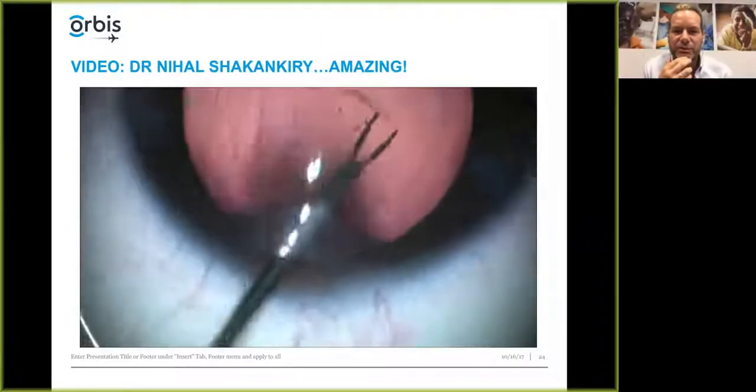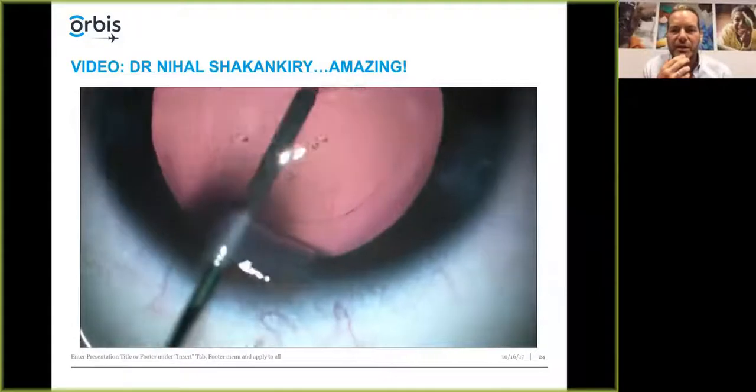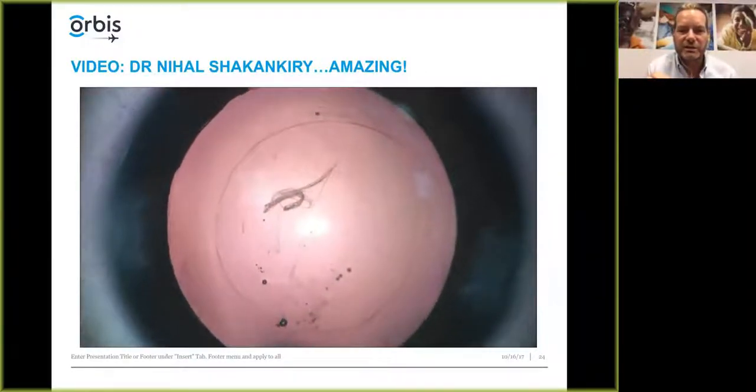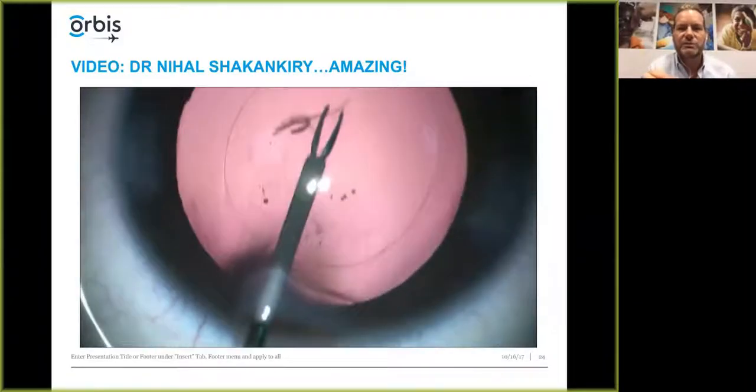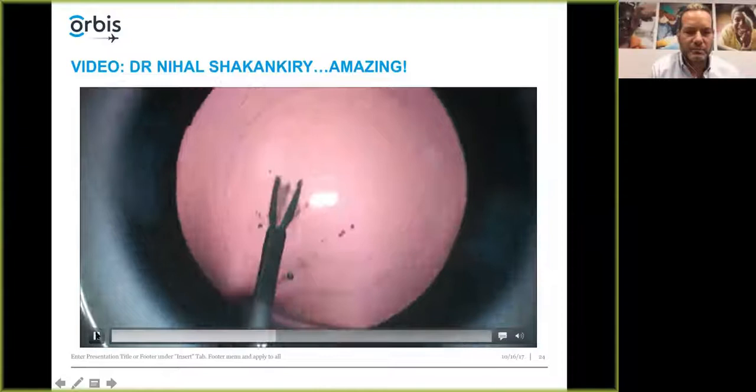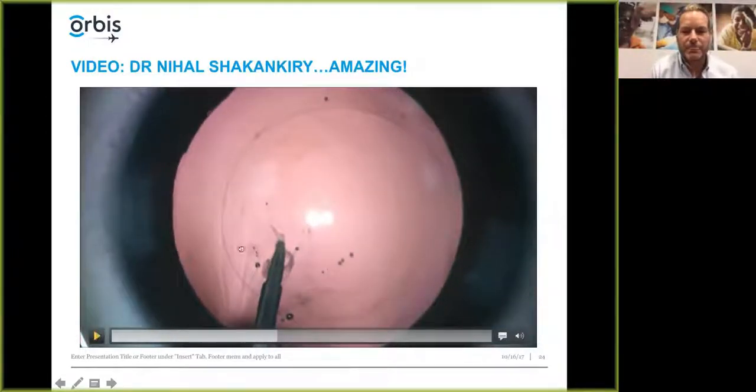And you can see, of course, that the capsule is thin. It behaves a little differently, but the technique for tearing it is still essentially the same. And I'll pause this to point out a couple key things here. All right, so again, she's using those small grasping forceps. You could use Utrata or any other capsulotomy forceps.